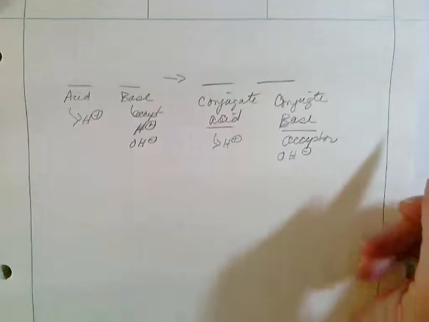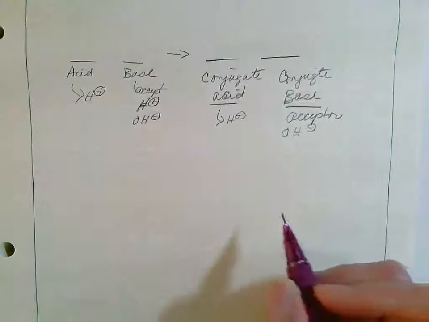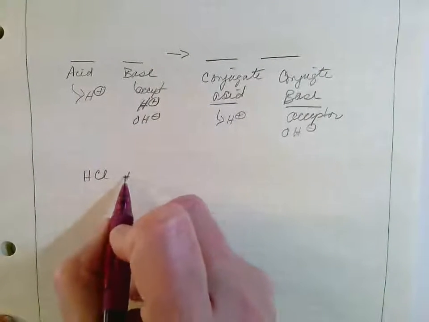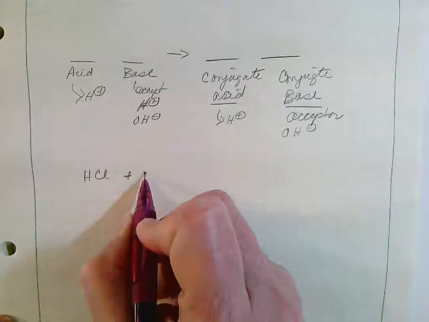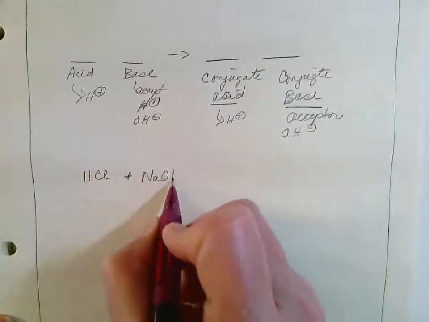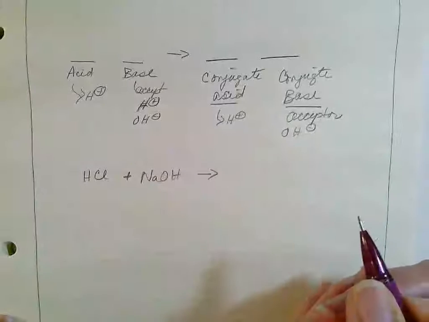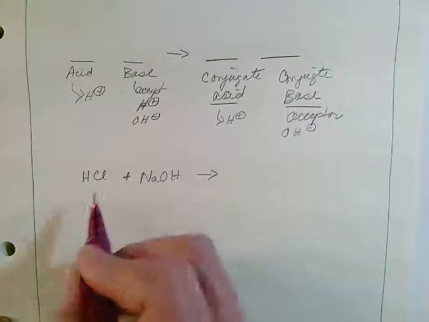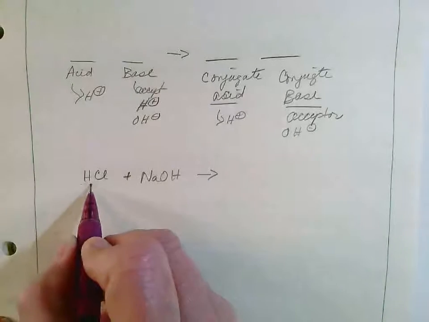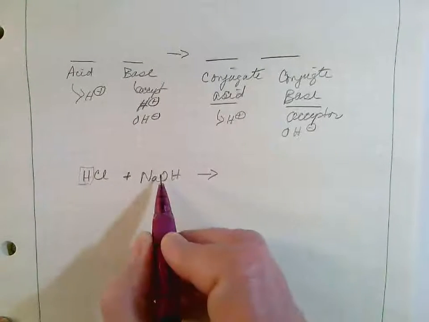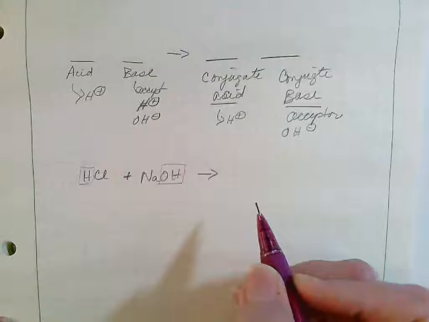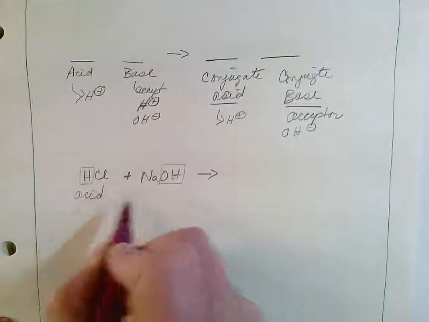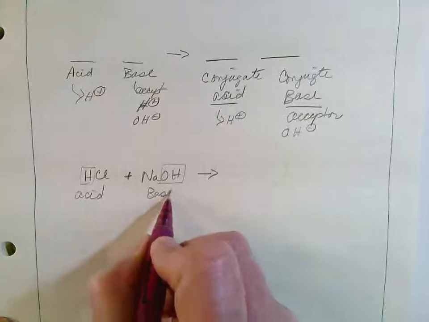So let's look at a specific example. Let's say we have hydrochloric acid reacts with, let's use sodium hydroxide. And what is it going to create? I can identify easily here that this one is the acid because it has a hydrogen at the beginning. This is my base because it has a hydroxide. So this is my acid and this is my base.